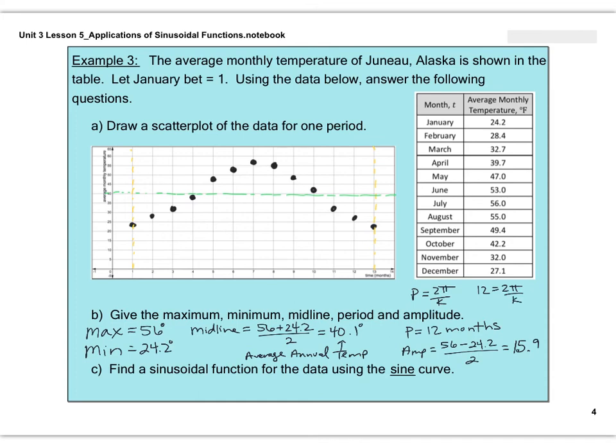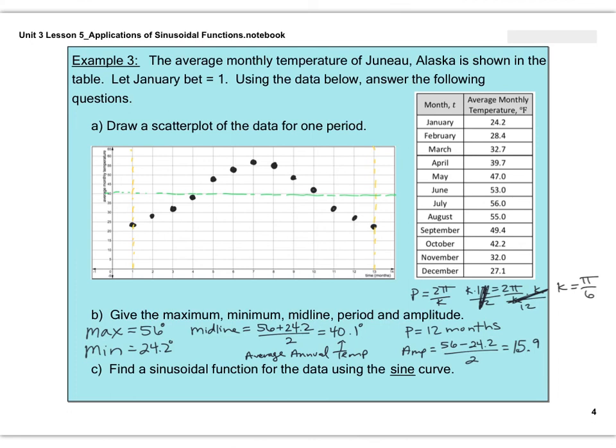Solve it for K. Figure out what K is. Multiply by K. And then you have to get the 12 out of there. So divide by 12. These cancel. And you're going to have K equals 2 pi over 12 or pi over 6.